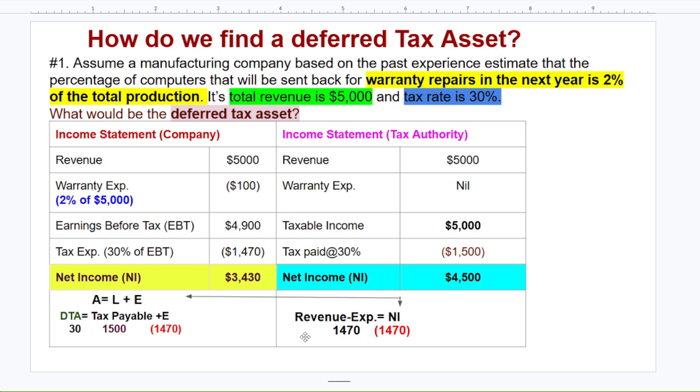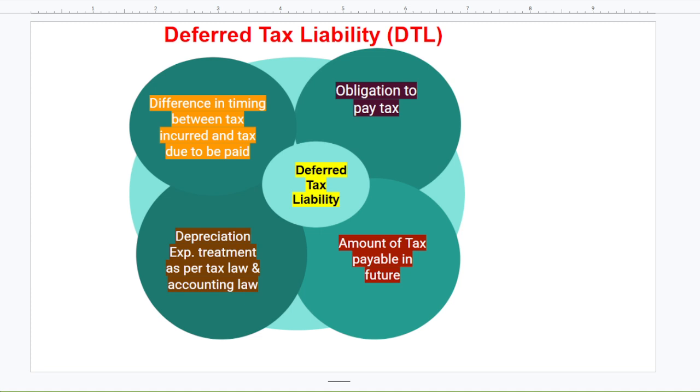So in your income statement, simply we say that revenue minus expenses, and your expenses is 1,470 here. So net income would be negative, which causes equity to be negative. While tax payable is 1,500, and that is why we say that deferred tax asset is 30. Now what about the concept of deferred tax liability, friends?